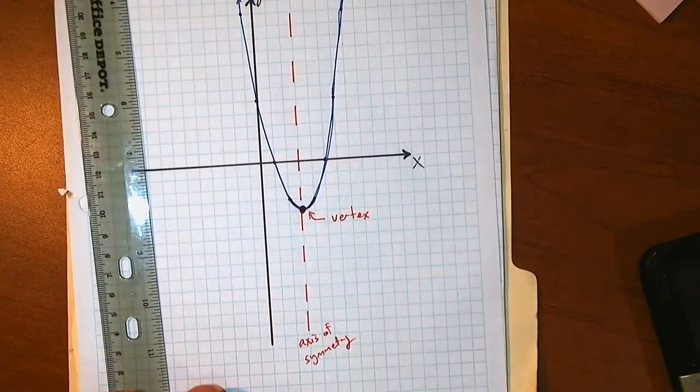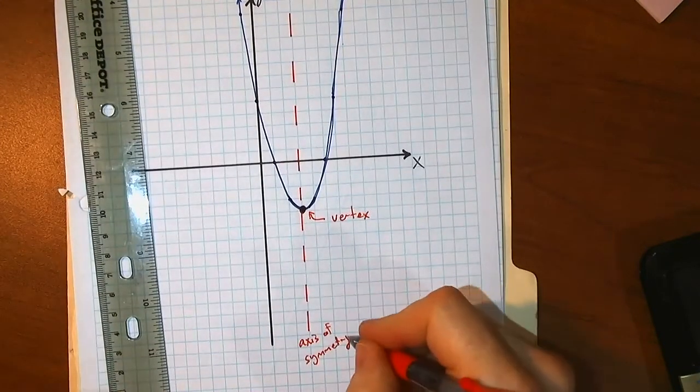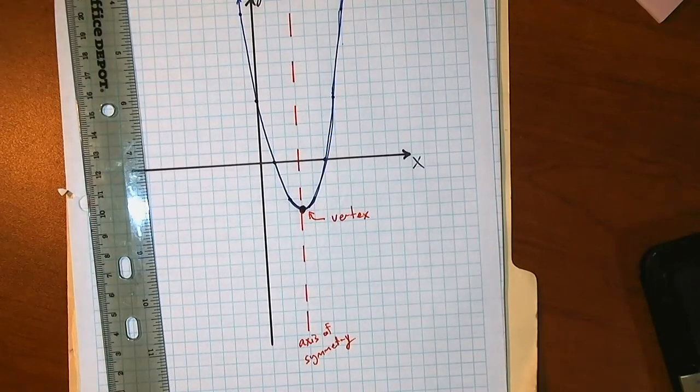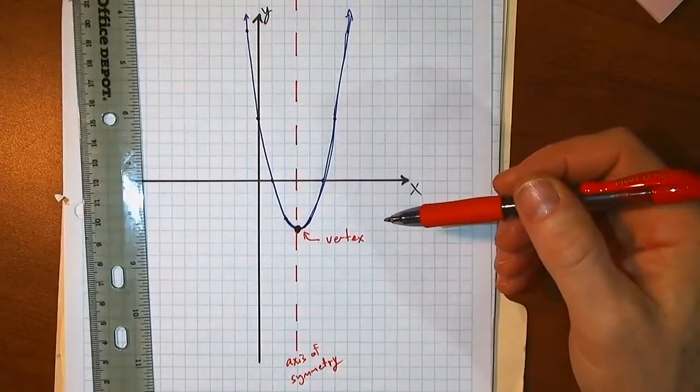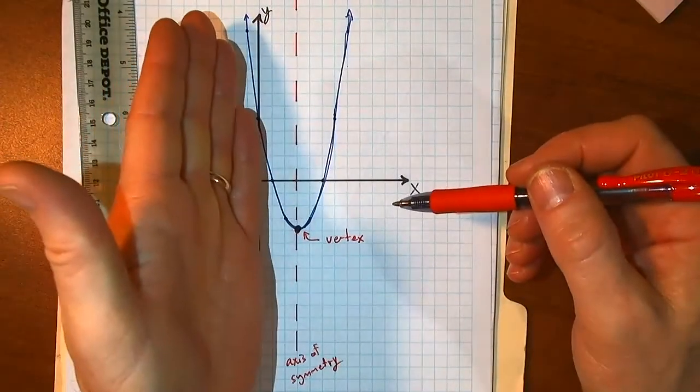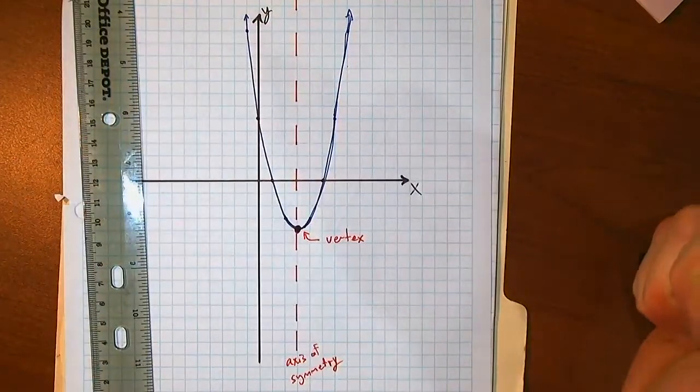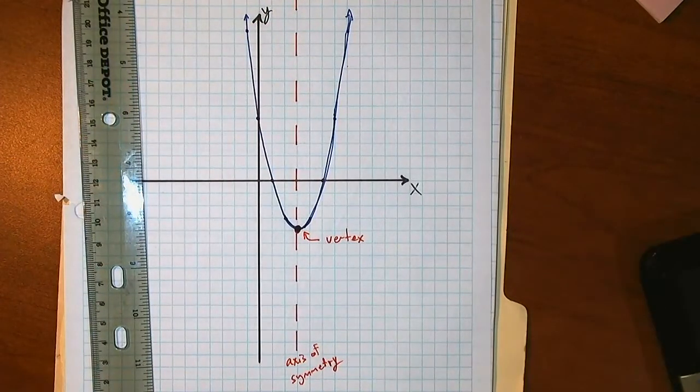Okay, the axis of symmetry. If you remember back in geometry class, or maybe you've studied it in some of your science classes, the axis of symmetry in this case acts kind of like a mirror. What's on one side is the exact mirror image of what's on the other side, okay? And that's the kind of thing that we're talking about.